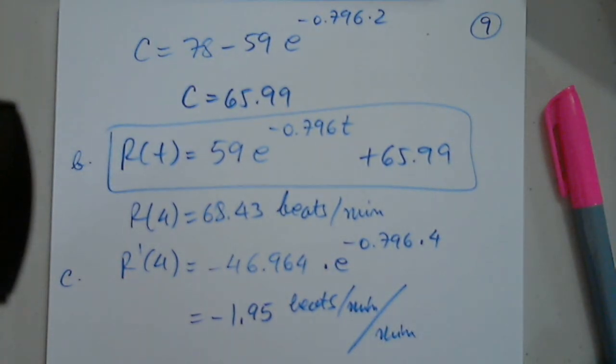Okay. How can r of t and r prime of t be used to find Trisha's resting pulse rate?